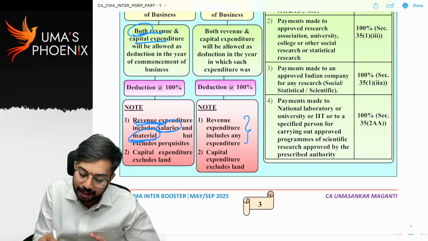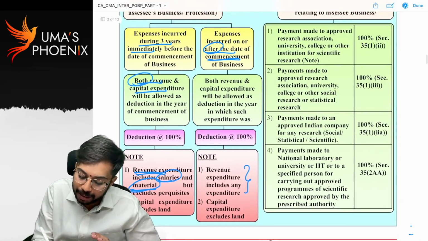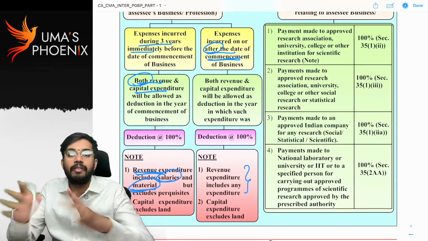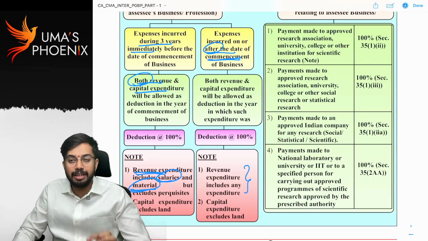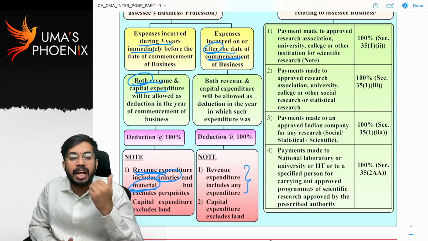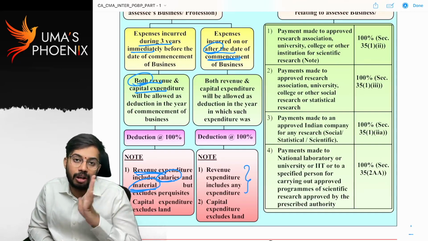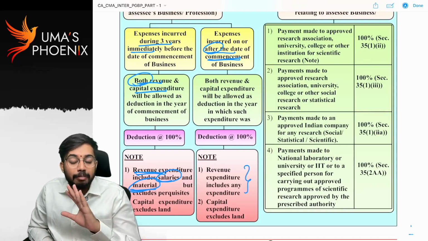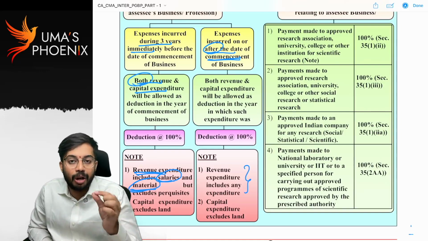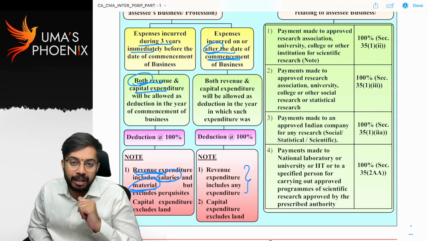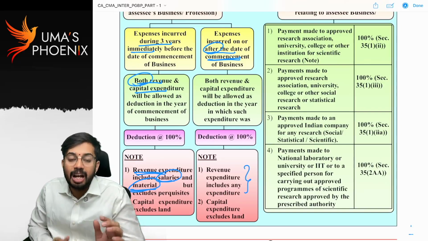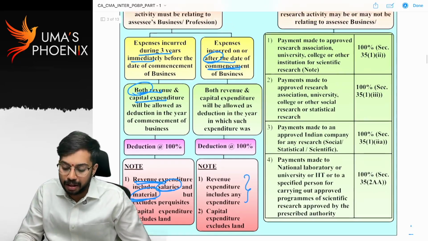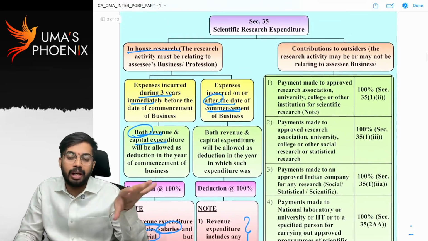After commencement of business, whatever the expenditure that is incurred for scientific research is there, all revenue expenses you can claim as deduction. Similarly, capital expenditure means any capital expenditure excluding cost of land. If I purchase any land, that amount is capital expenditure, but that is not allowed as deduction in P&L account. The only reason is land is not a depreciable asset. That's why land expenditure is not allowed as deduction. Other than land, if any capital expenditure is incurred, total capital expenditure is allowed as deduction in P&L account. This is all about in-house scientific research.